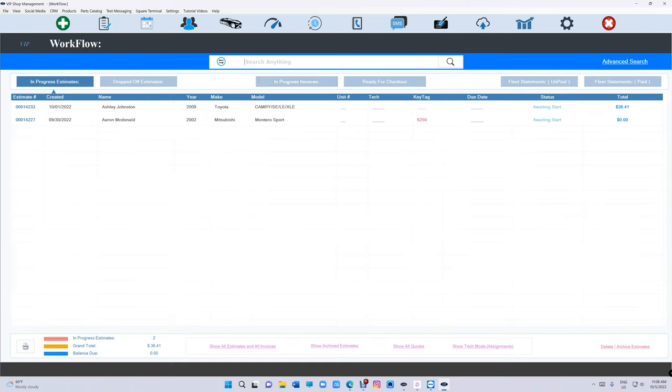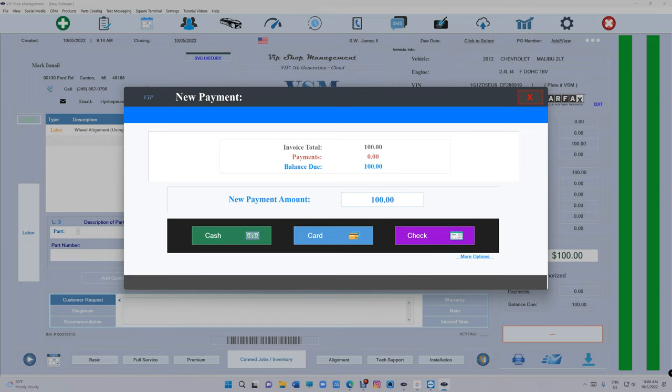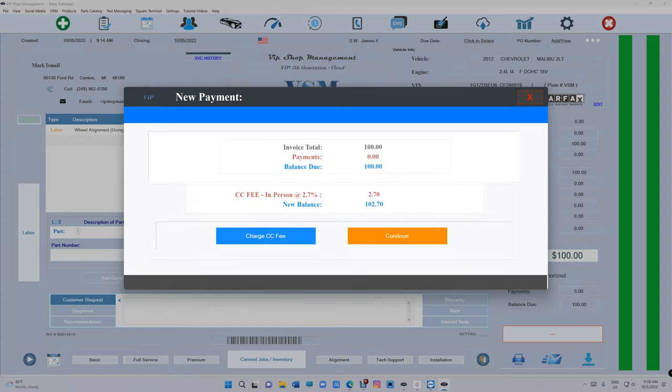We're gonna go to an invoice right here. The whole idea is I want it to charge the fee automatically, so I don't have to think about it. So if I click on pay invoice and I click on card, obviously that's in person, so it's going to tell you credit card fee in person at 2.7. It's $2.70 in this case.